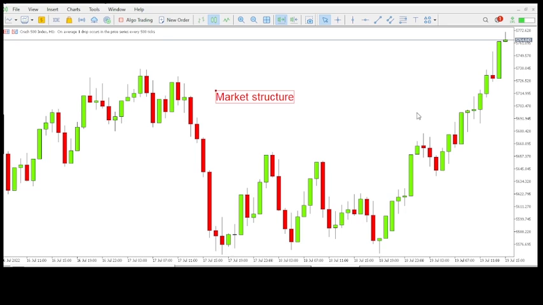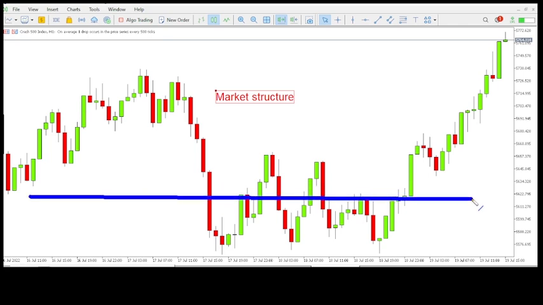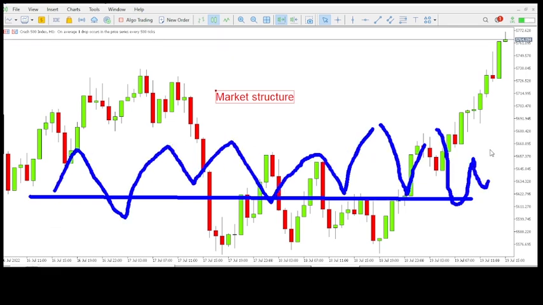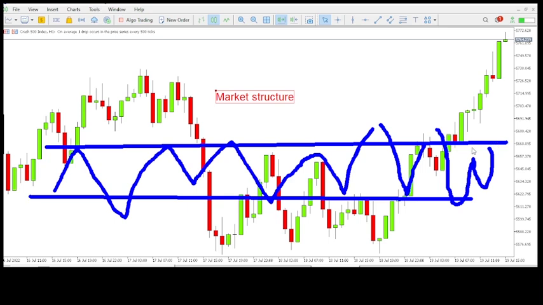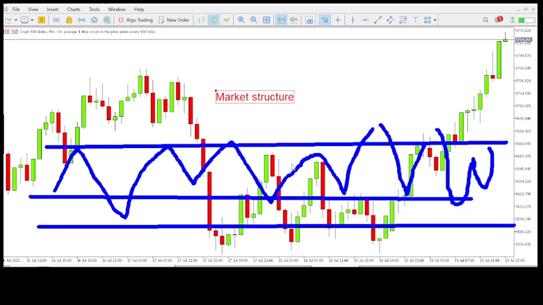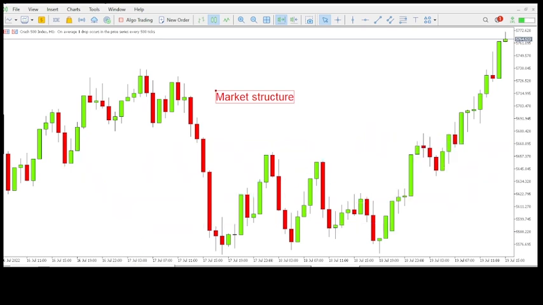A ranging market is simply when the price is going from left to right. The price is going sideways. Price going sideways this way means the price is ranging. And when the price is ranging, it might be ranging within two bounds, which is the upper bound, and we can take this as the lower bound. As we progress with the tutorial, you are going to understand what this means. That's for a trending market.